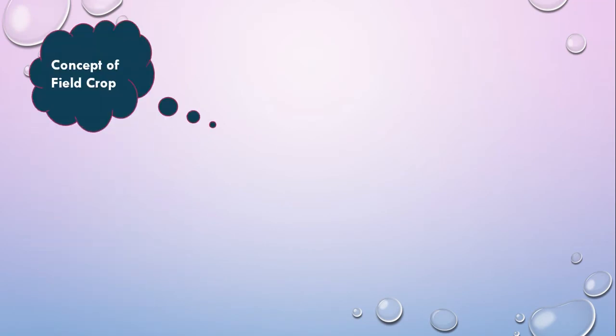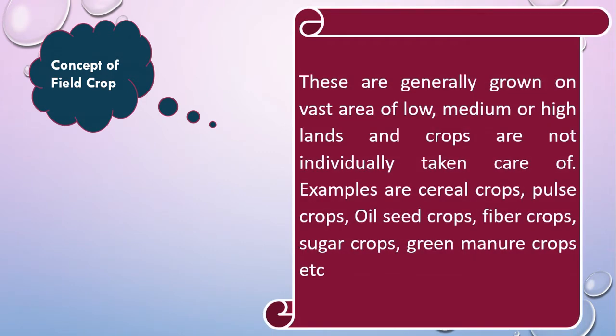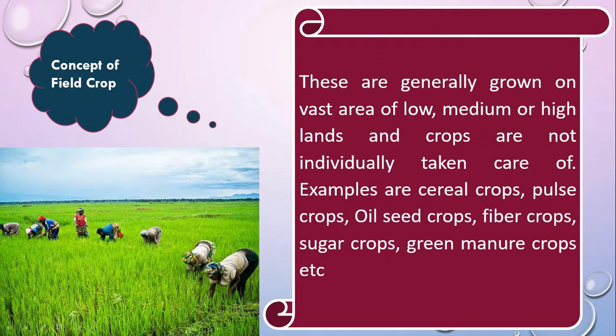Concepts of field crop. Basically, crop is of two types: one is field crop and the other one is horticulture crop. So this is the field crop, which is generally grown on a vast area, that means a large area, and can be grown in low, medium or high land, and crops are not individually taken care of. Examples of these crops are pulses, oil seed crops, fiber crops, sugar crops, green manure crops. If you have a look, the picture is an example of the field crop. That means a large area, and can be cultivated in low land, medium land and high land as well.